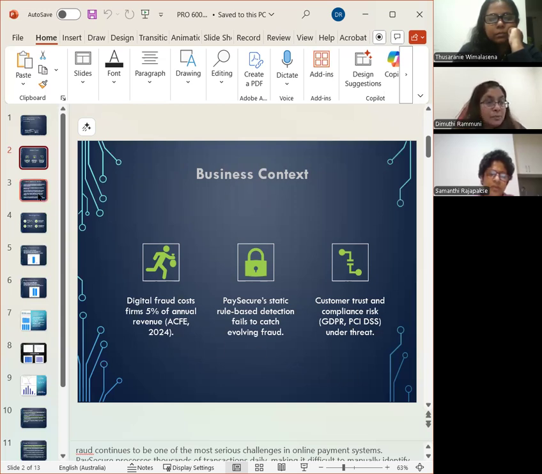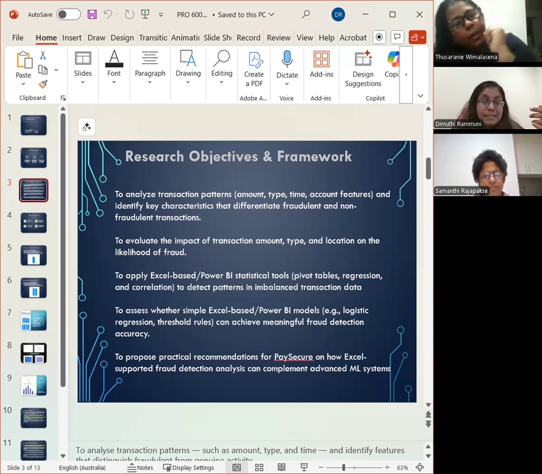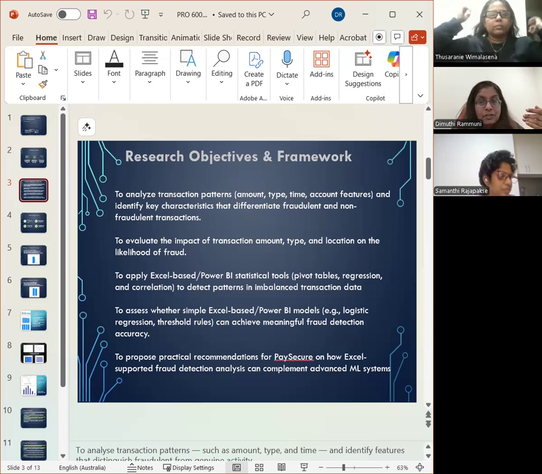Next, moving to the main part of our research, the research objectives. We have set up five objectives. One is to analyze transaction patterns, amount, type, and time to see what separates fraud from normal payments. The second objective is to check how factors like transaction amount and location affect the chance of fraud.